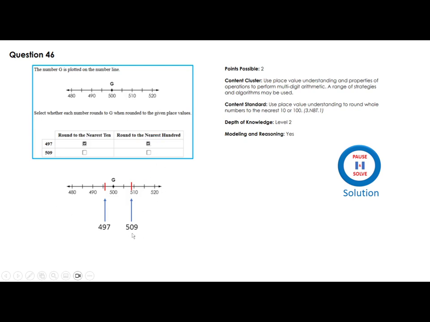Let's take the 509. The nearest 10. Is this closer to 510 or to 500? Closer to 510, so it doesn't work, okay? So you don't check this. Now, if you're going by 100, so you have 500, and then you have a 600 somewhere here, and this one is closer to 500 than 600, so this is checked as well.